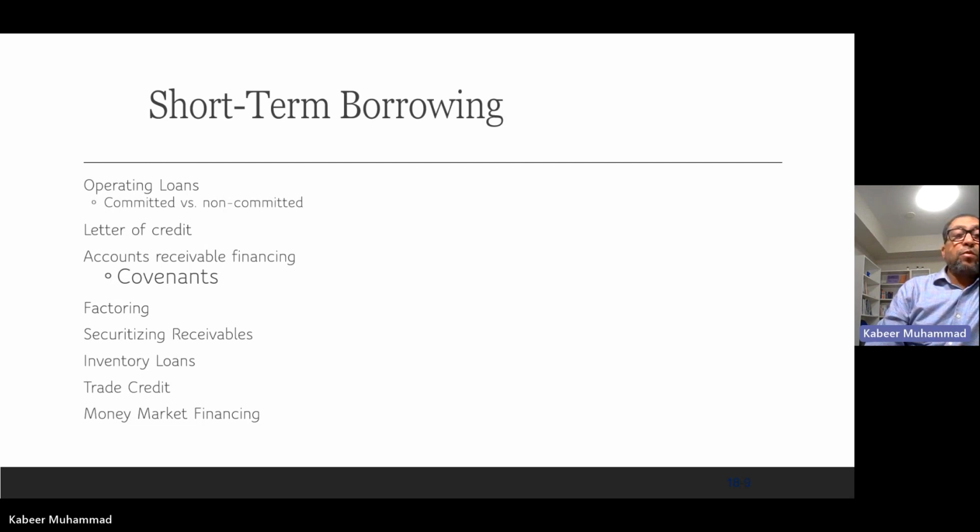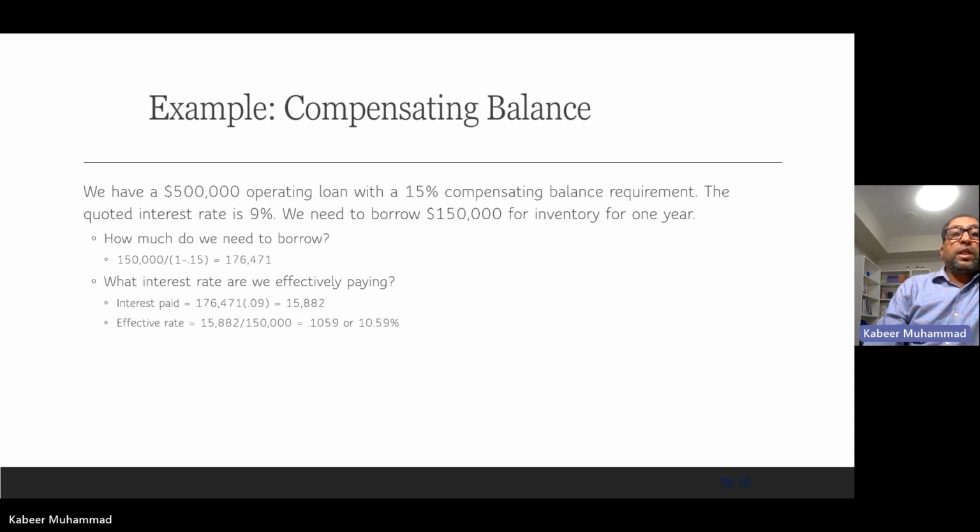So these are different types of loans we can arrange in the short run to cover the deficit in any quarter. It can be an operating loan, a letter of credit, accounts receivable financing with covenants, factoring, securitization of receivables, inventory loans, trade credits, or money market financing. So these are all the financing options.